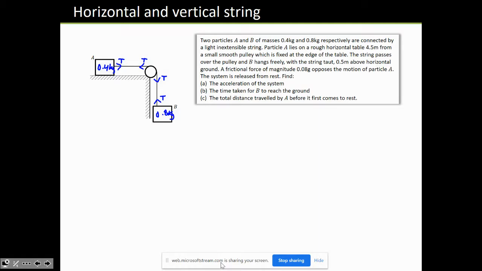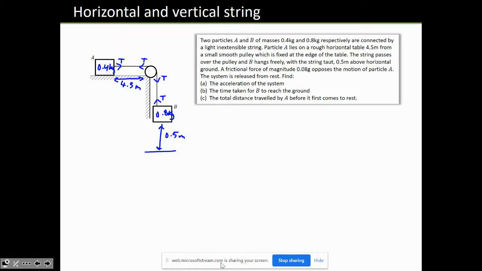Particle A lies on a rough horizontal table 4.5 meters from a smooth pulley, which is fixed. So this distance here is 4.5 meters. The string passes over the pulley and hangs freely with the string taut 0.5 meter above the ground. So if we have the ground here, this is going to be 0.5 meters.